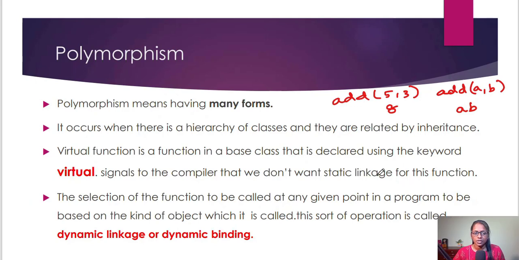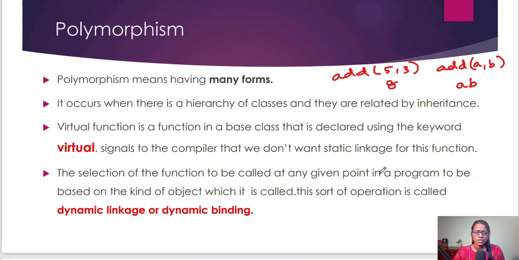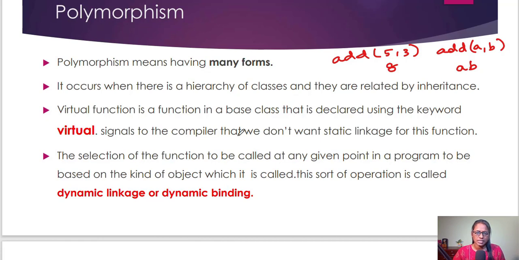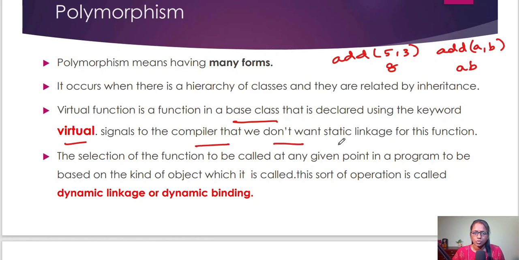The next important thing is virtual function. A virtual function is a function in a base class that is declared using the keyword virtual. It signals to the compiler that we don't want static linkage for this function. Okay, there is no static linkage for this function. When you define it as virtual, it cannot be called directly.